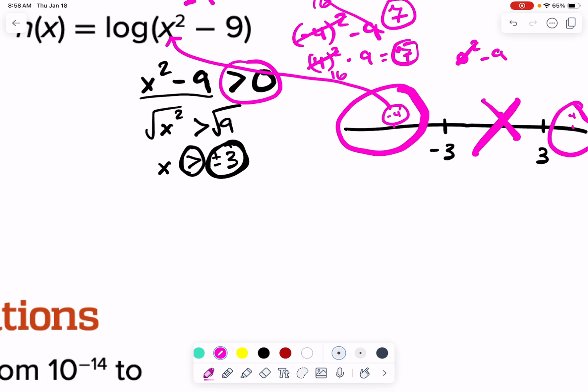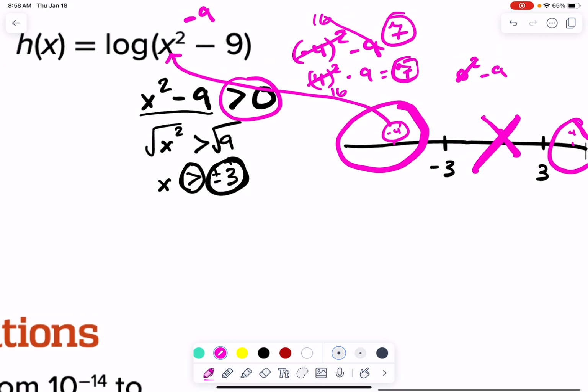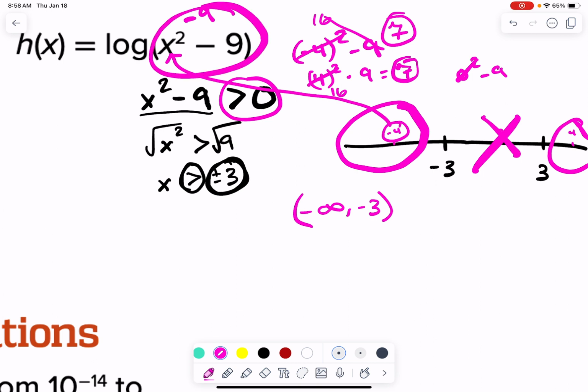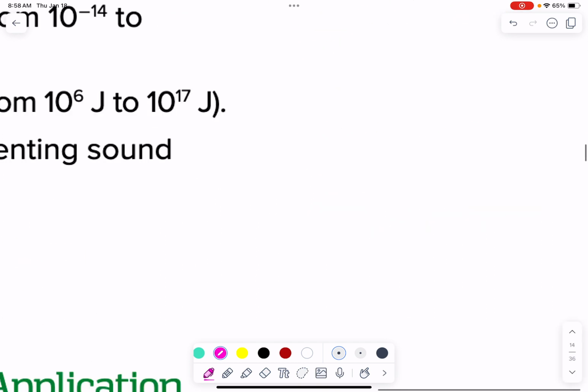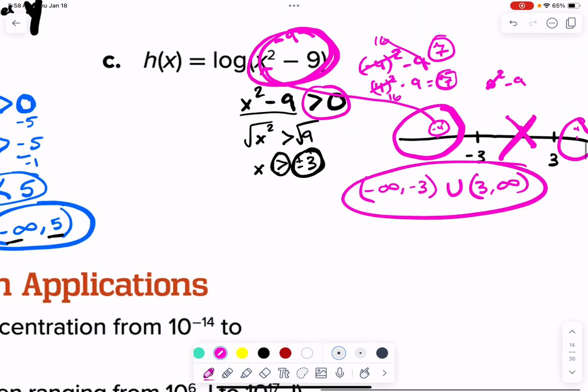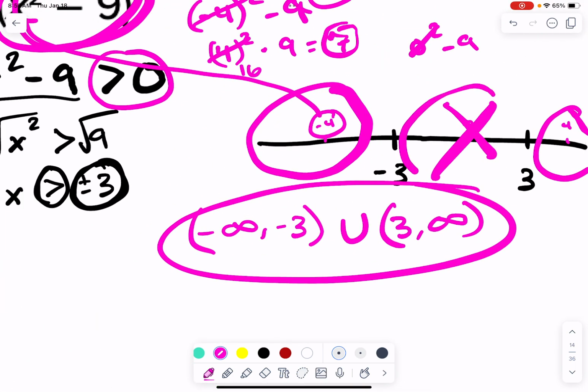So what I have going on here for domain, if you want to write it in interval notation, we're going from negative infinity to negative 3. Those numbers I'm allowed to plug into here because they work, right? Unioned with 3 to infinity. Those are the only numbers that I'm allowed to plug into here because that will give me positive numbers. If I plug in numbers between there, I'll get negative numbers, right? I don't want that to happen, okay?